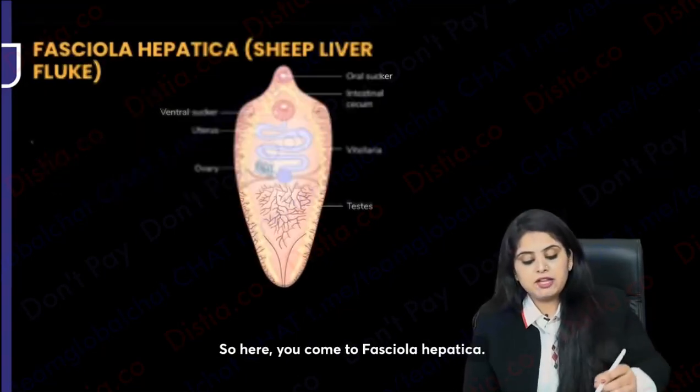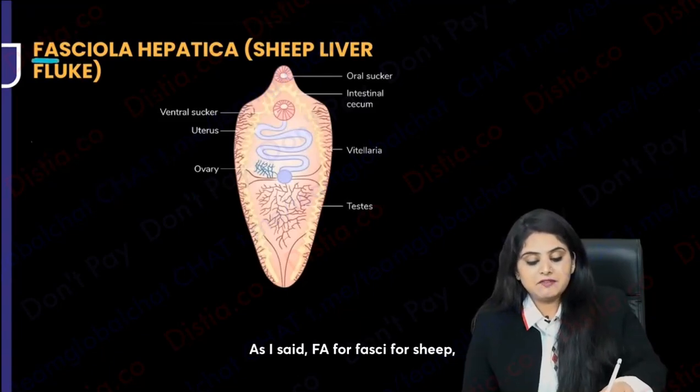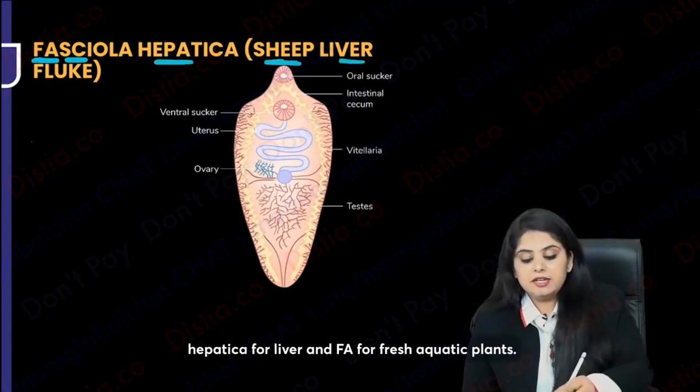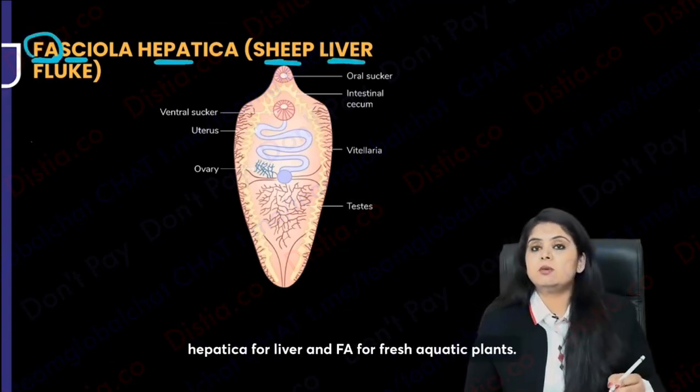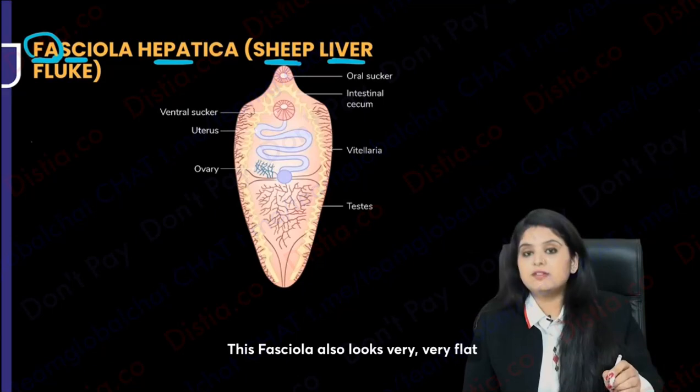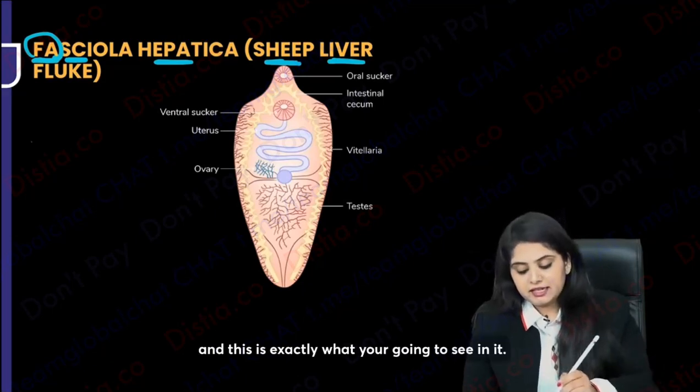So here you come to Fasciola hepatica. As I said, FA for Fasci for sheep, hepatica for liver, and FA for fresh aquatic plants. This also looks like a flat leaf. This Fasciola also looks very, very flat, and this is exactly what you're going to see in it.